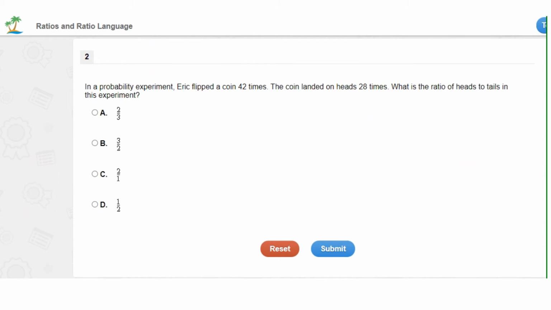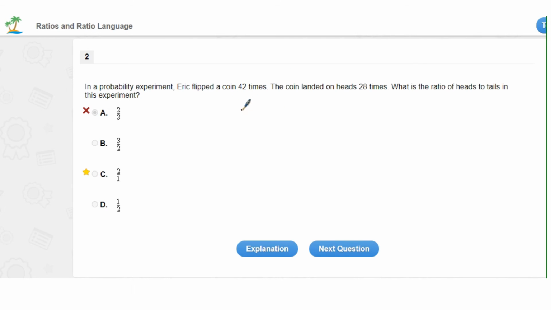All right, here's another one. In a probability experiment, Eric flipped a coin 42 times. The coin landed on heads 28 times. What is the ratio of heads to tails in the experiment? So remember, order is important. The ratio says heads to tails.